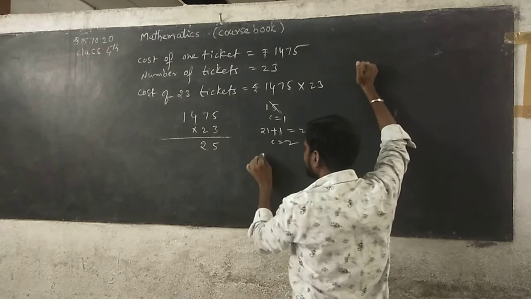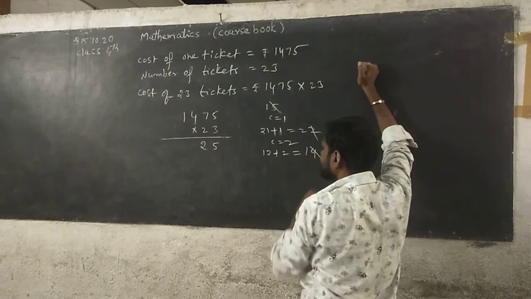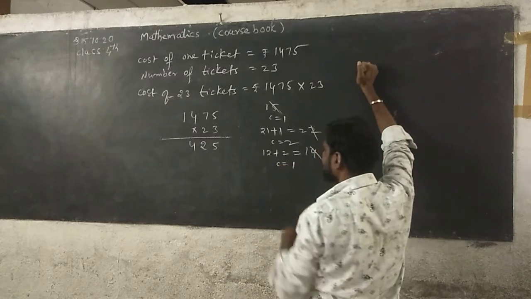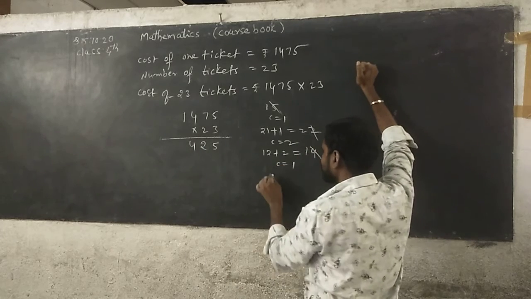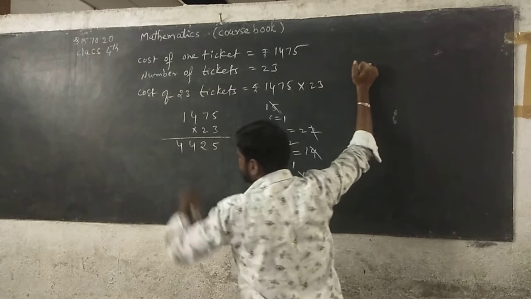Next, 3 4s are 12, plus 2. 2 is added to 12, you get 14. 4 is taken and written down in the hundreds place of the product. Now here carrying 1. Next, 3 ones are 3. 3 plus 1, you get 4. You can write it down here.